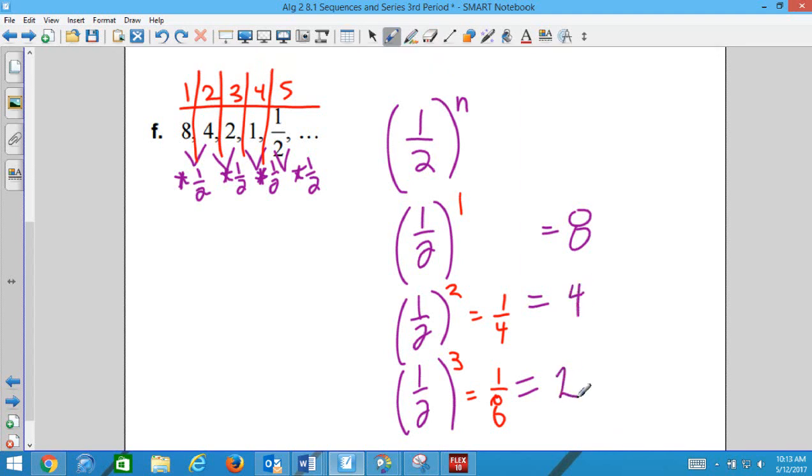Okay, so let's start again. Which one do I want to look at? Yeah, let's look at this one. How do I make 1/8 into 2? How do I make 1/4 into 4? That might be a little easier to look at. How do I make 1/2 to the first into 8?